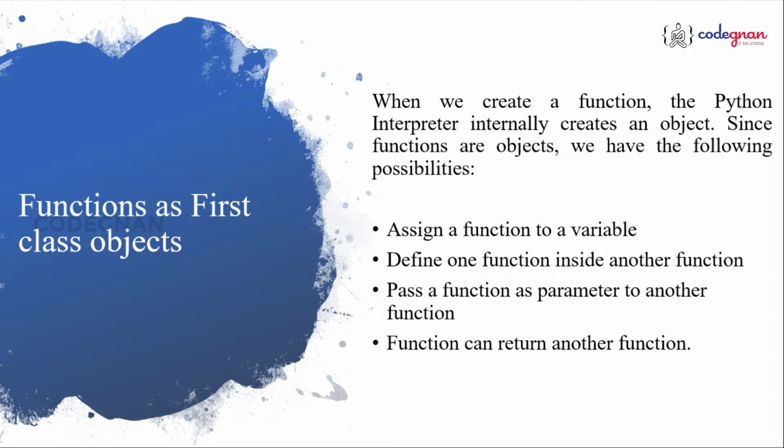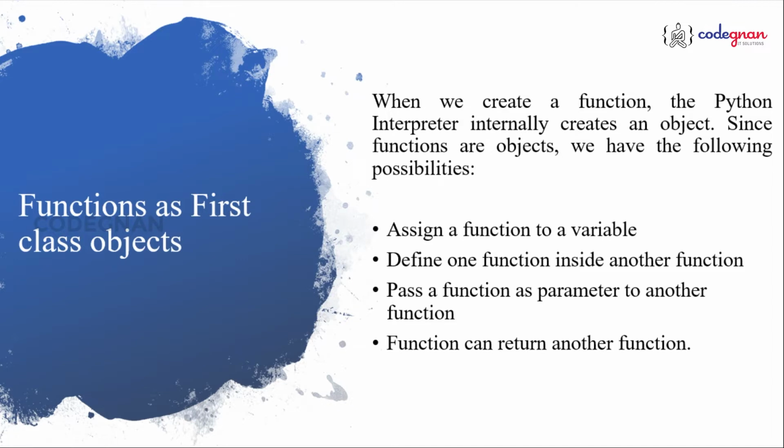Now let's understand the first property: how do we assign a function to a variable? Generally, whenever we create a function, the Python interpreter internally creates an object, and since functions are objects, what can we do? We can pass a function to another function, we can return a function from another function, we can pass a function as a parameter, one inside another. So these four use cases play a very vital role.